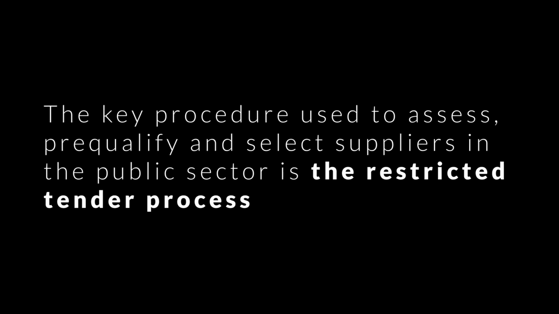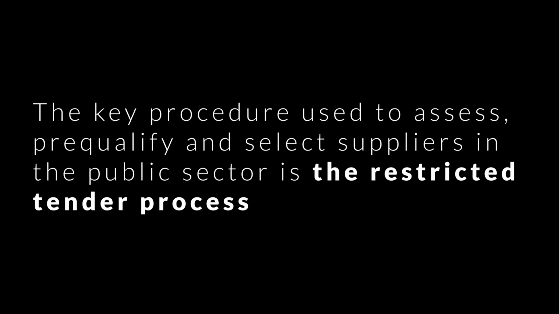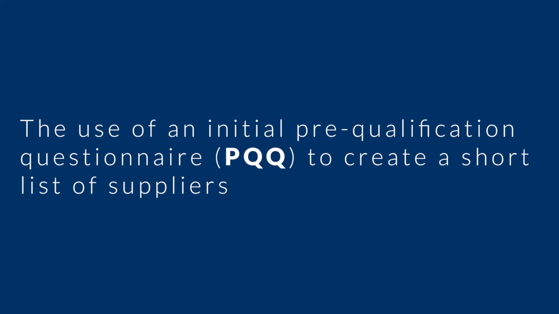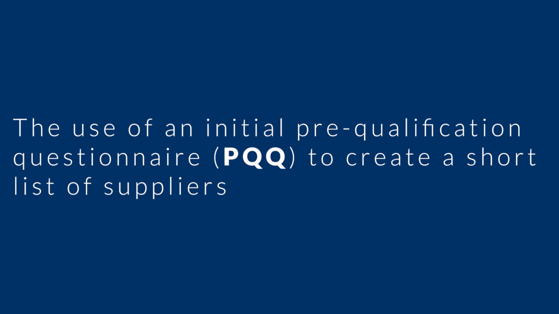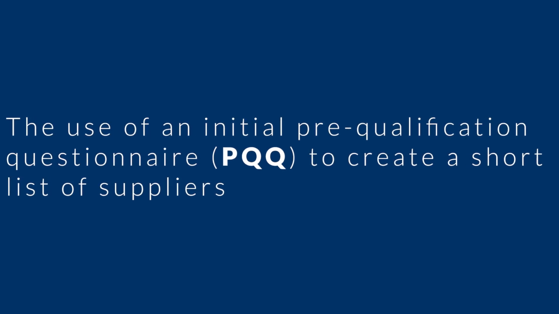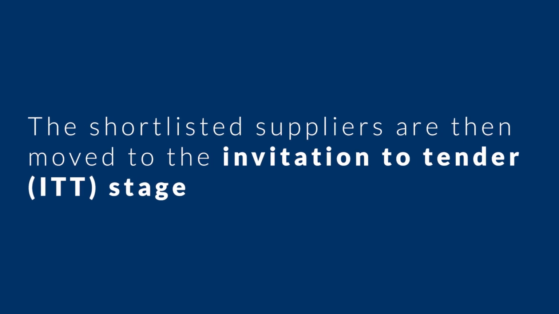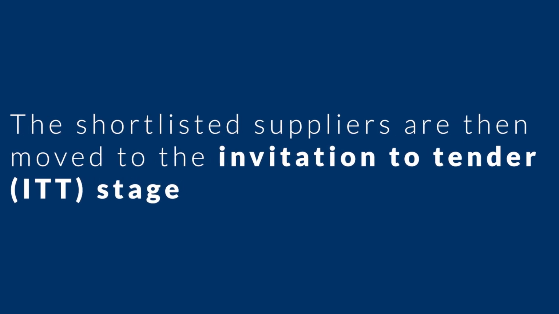The key procedure to use to assess, prequalify, and select suppliers in the public sector is the restricted tender process. Now, there are 2 parts to this. Number 1, the use of an initial prequalification questionnaire, that is PQQ, to create a shortlist of suppliers. And then number 2, the shortlisted suppliers are then moved to the invitation to tender stage.